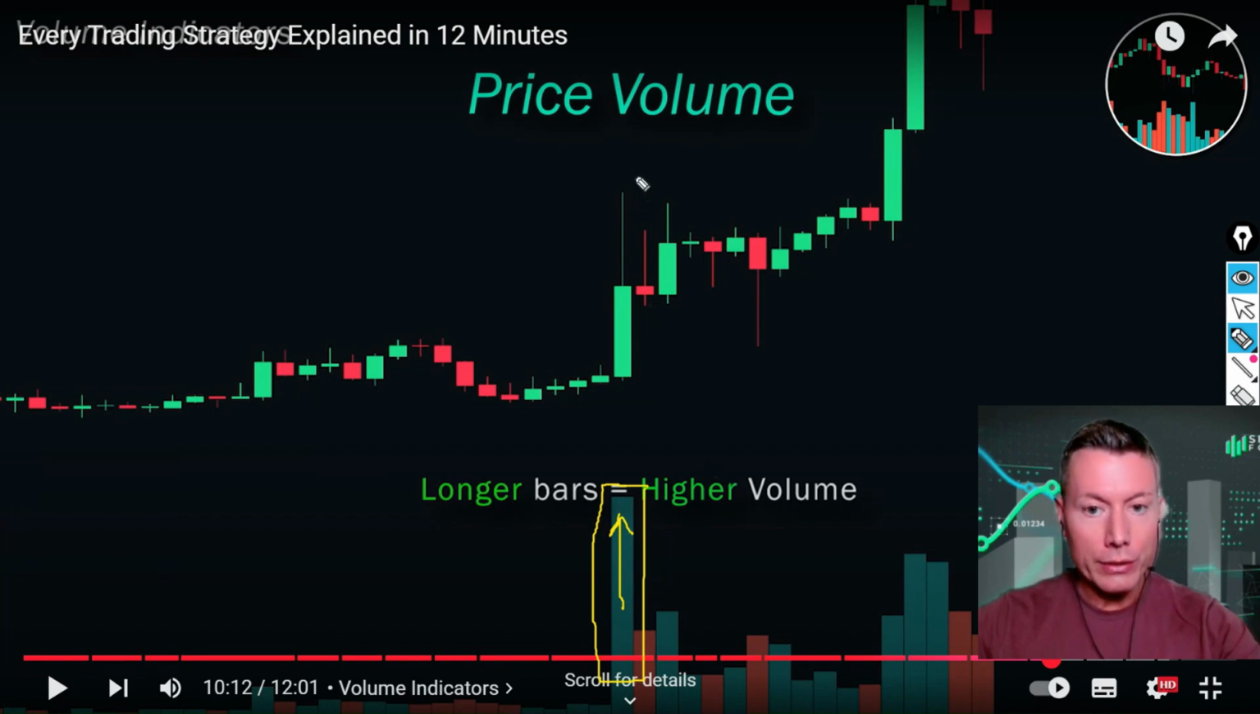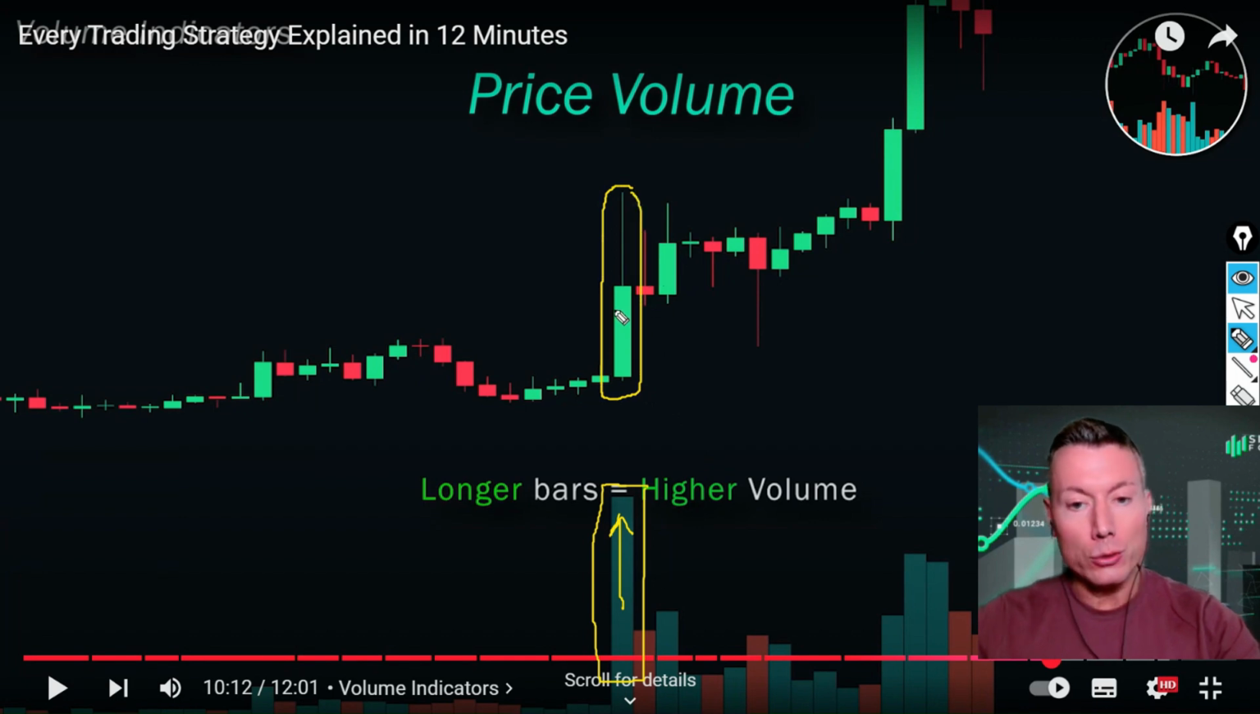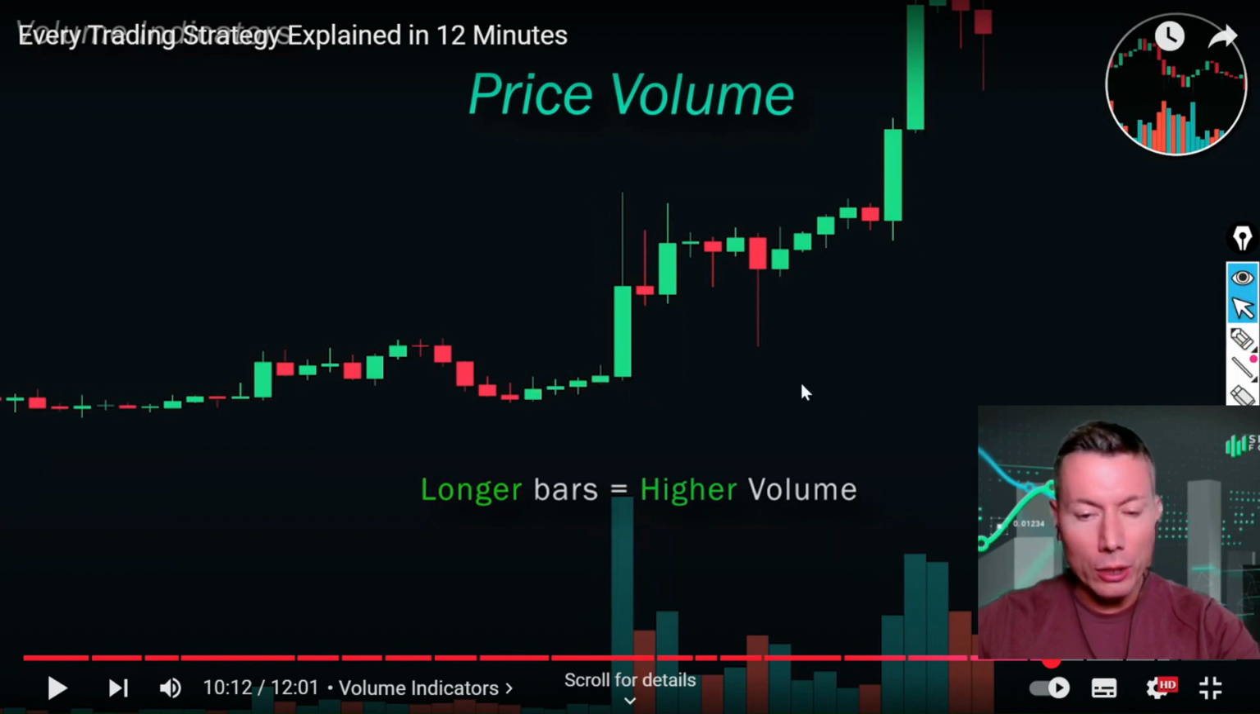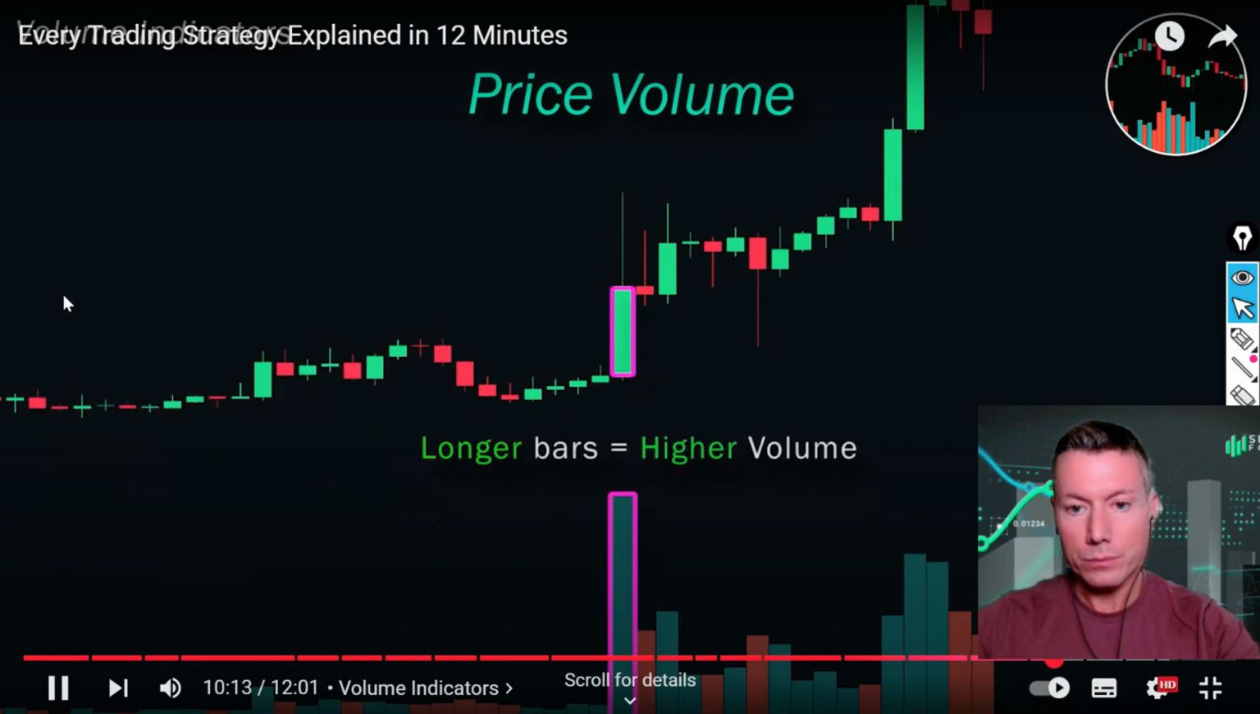But just look at the candle, right? The candle tells you there's volume in the market. Look at this candle compared to all these other candles, right? Blatantly obvious because of the candle that there's volume in the market. I don't need this to tell me that. Look at these two, right? Big volume markers. Look at the candles, right? Again, I don't need an indicator to tell me that. The longer the bar, the higher the volume.